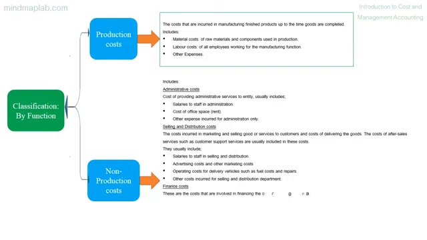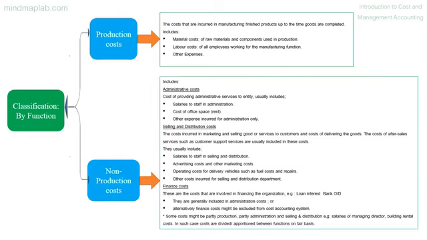Finance costs. These are the costs that are involved in financing the organization, for example loan interest, bank overdraft. They are generally included in administration costs, or alternatively finance costs might be excluded from the cost accounting system. Remember, some costs might be partly production, partly administration and selling and distribution, for example salaries of the managing director, building rental costs. In such cases costs are divided or apportioned between functions on a fair basis.